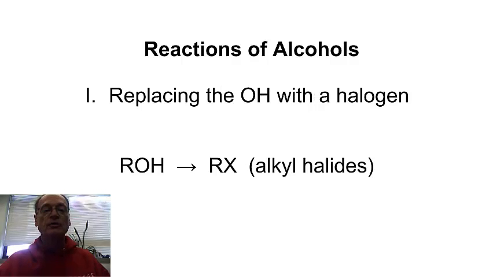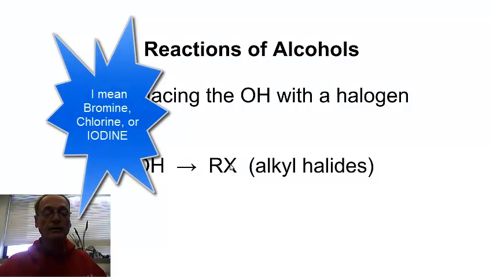So the first type will be where we replace the whole OH group of an alcohol with something else. In this chapter, really the only thing we're going to be replacing the OH group with is a halogen. So notice that the OH group of the alcohol can be replaced with a halogen, and that can be bromine, chlorine, or fluorine. We'll learn several different ways of doing that.